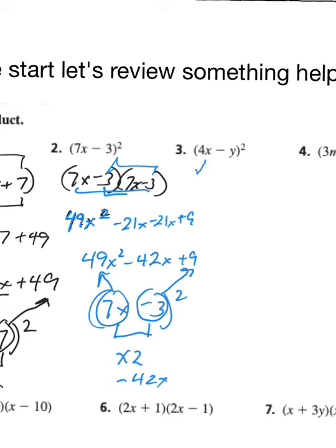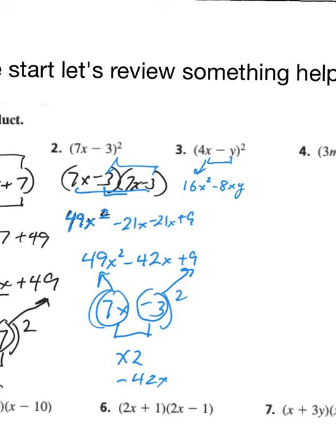So the first term, if I'm gonna square a binomial, the first term squared will be 16x squared. How do I get the middle term? Well, I get the middle term by multiplying the first term and the second term, and then doubling that. So 4x times minus y is negative 4xy. I double it for negative 8xy.